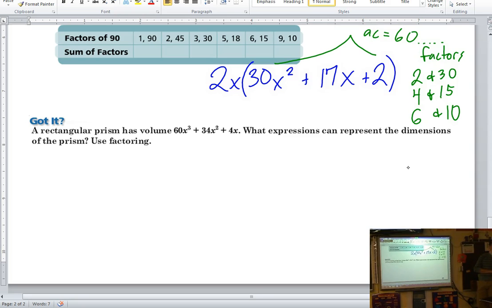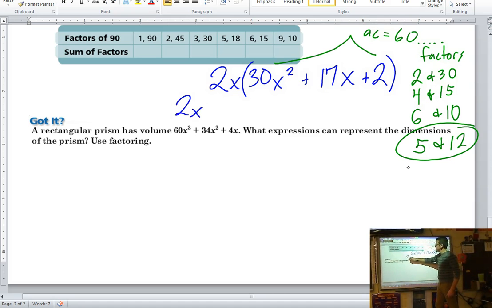Someone figure out what factors we're going to use? Megan? 5 and 12. That's why I skipped the 5. I also skipped 3, but it didn't matter. So if I look at 5 and 12, those add to be 17. So that lets me break up my middle terms.